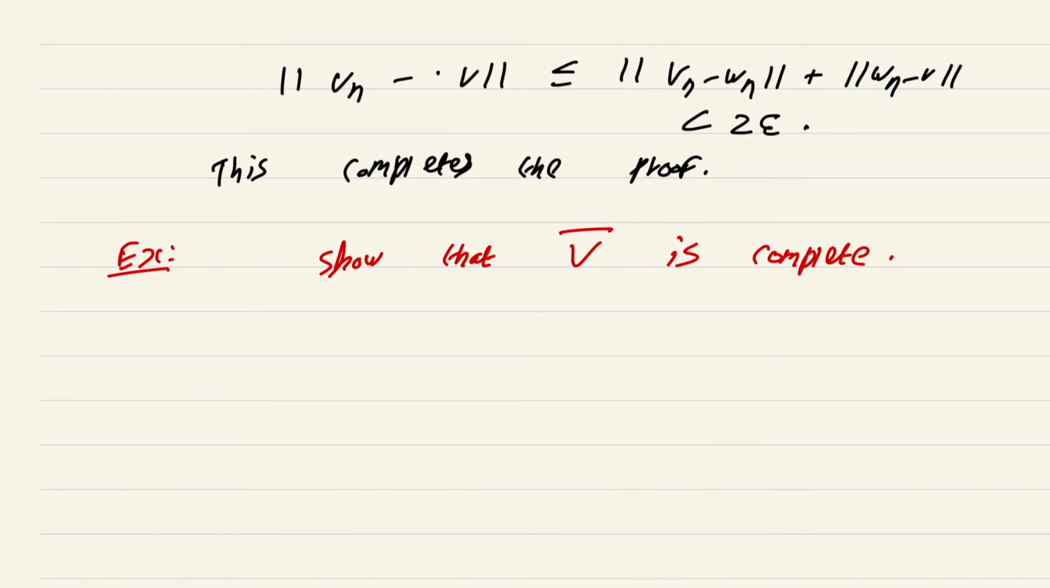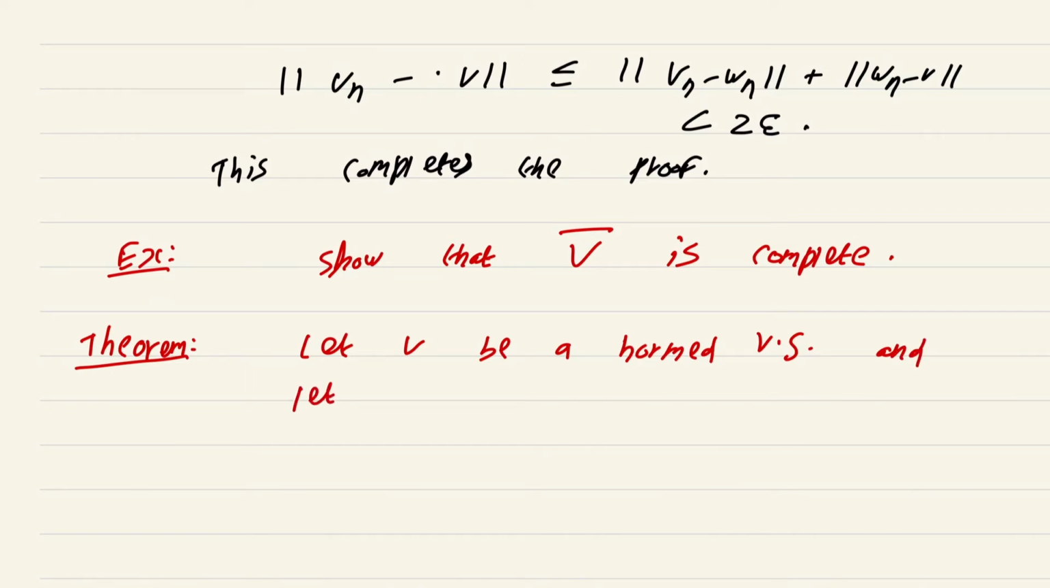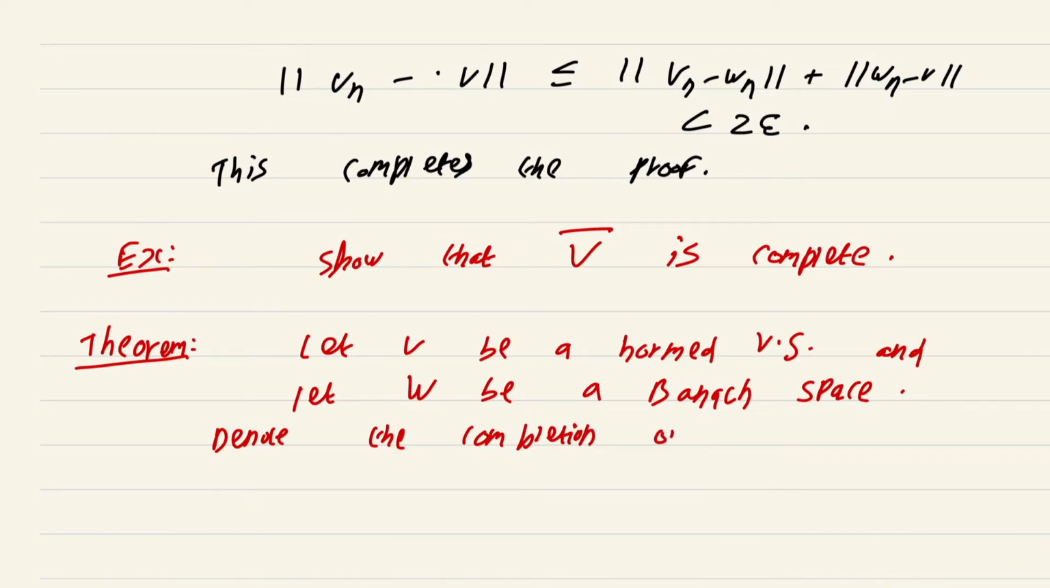normed vector space. Now I'm going to finish this video with one more theorem that is very useful in applications. Okay, so what it says is the following. This is essentially about extension of linear maps to the completion. Let V be a normed vector space, and let W be a Banach space, okay. Denote the completion of V by V bar, okay.